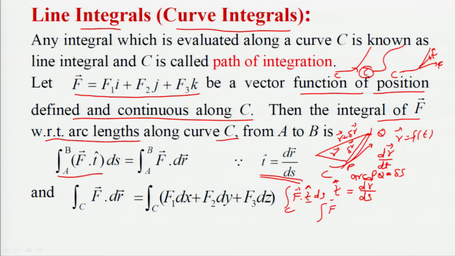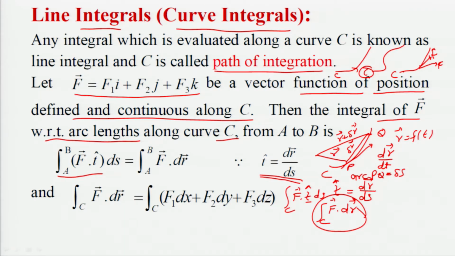becomes the integral of f dot dr along the curve C, and this is the line integral of vector f along the curve C, and here C is the path of integration, which I have already discussed. So, this C is the path of integration.